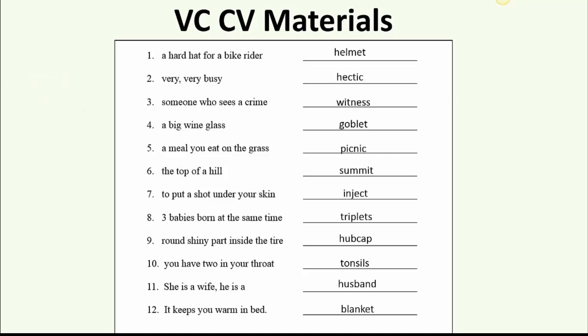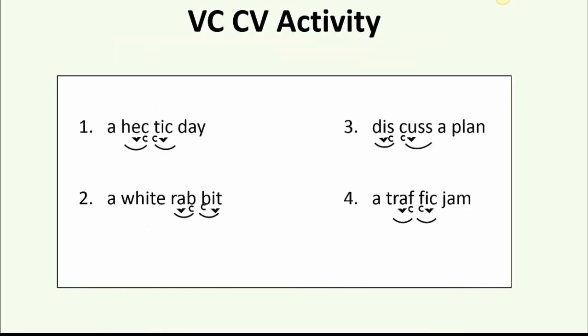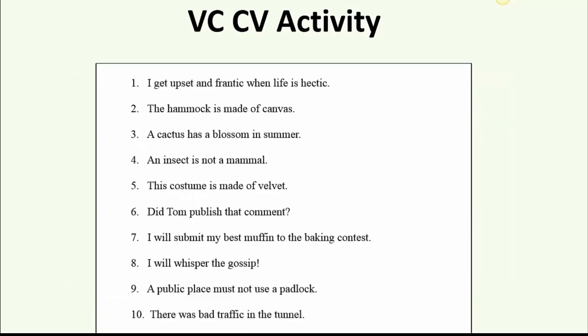If you came up with helmet, hectic, witness, goblet, picnic, summit, inject, triplets, hubcap, tonsils, husband, and blanket, you were right. Good job. Next would be reading phrases such as these after marking and scooping the VCCV word. And after that, reading sentences with VCCV words after marking and scooping them.